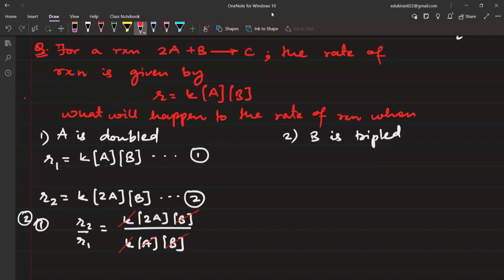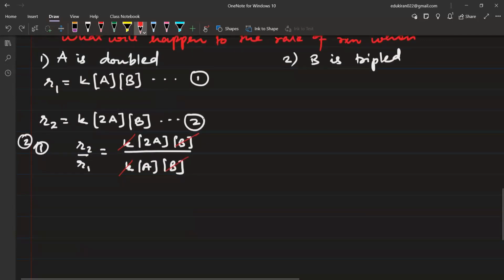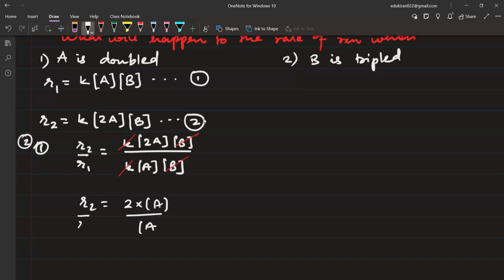We will cancel B and B, and then what will happen? A and A will get cancelled. See, what is 2A actually? R2 by R1 will be equal to 2 into the concentration of A divided by the concentration of A. So A and A will get cancelled, and you will get R2 equal to 2 into R1.